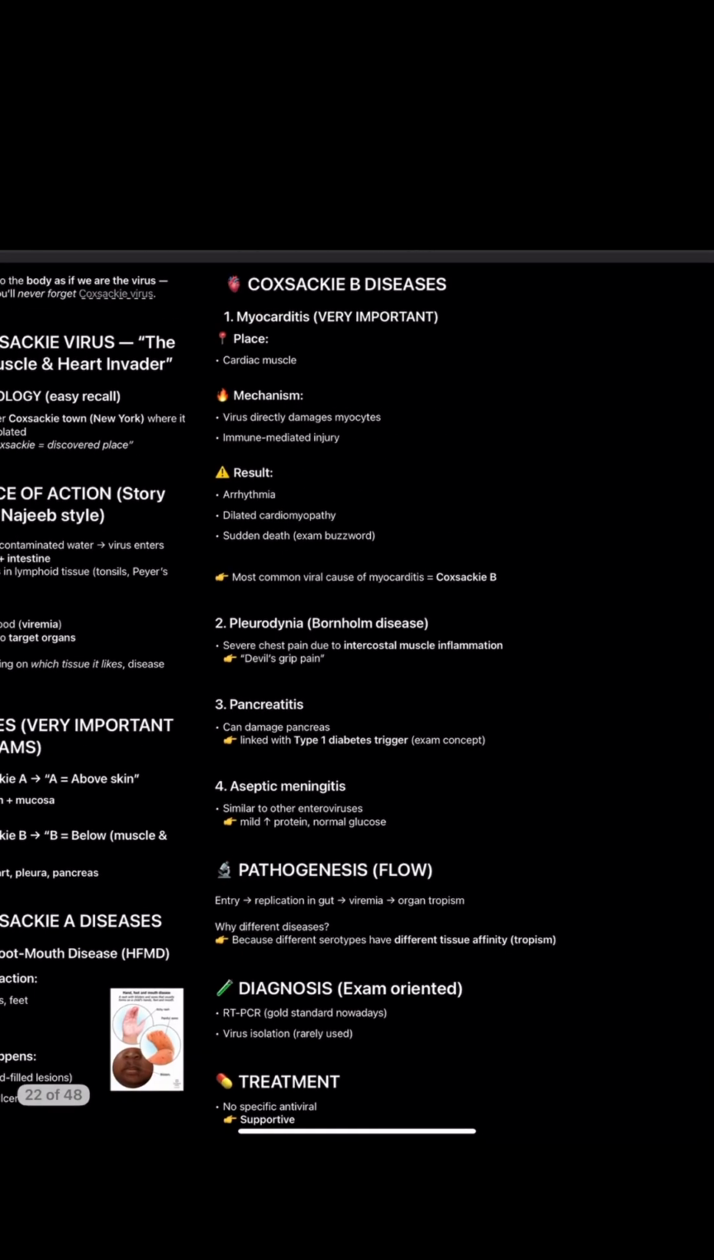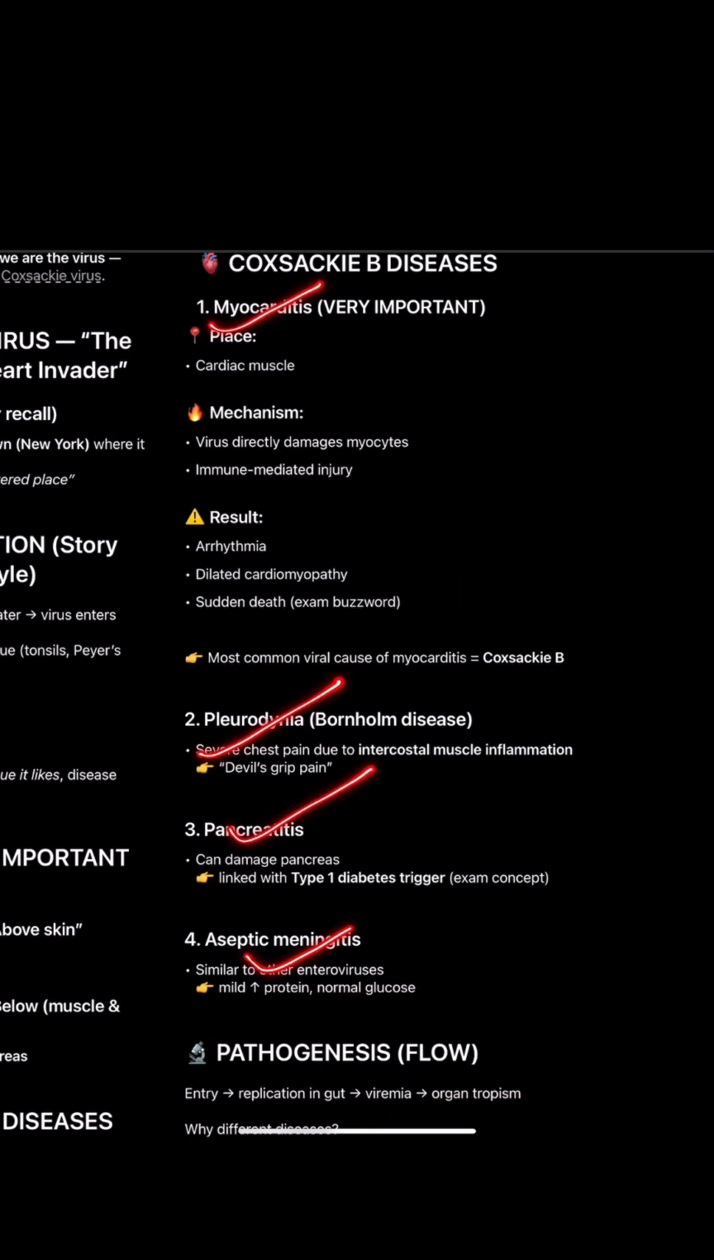Coxsackie B diseases are myocarditis, pleurodynia, pancreatitis, and aseptic meningitis. This is to be remembered: Coxsackie B causes aseptic viral meningitis, and it is similar to other enteroviruses, with mild increase in protein and normal glucose in CSF. Pancreatitis, it can damage the pancreas. Coxsackie B is linked with being a type 1 diabetes trigger.